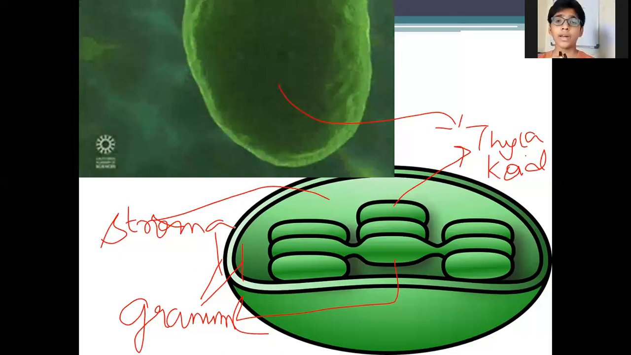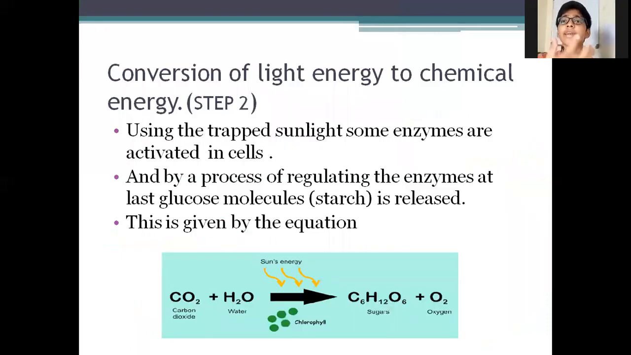Now, what is photosynthesis? We are taking sunlight and giving out chemical energy. Chemical energy is nothing but nutrients. Nutrients is nothing but food. We have seen it in the previous video. Using the trapped sunlight, some enzymes are activated in cells, and by the process of regulating the enzymes, at last glucose molecules, that is starch, are released.